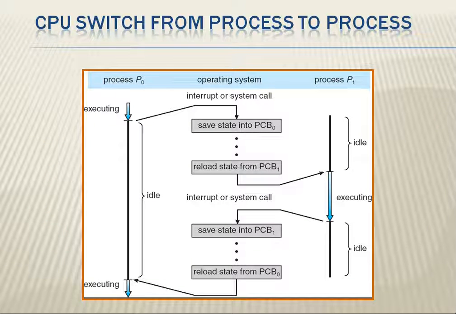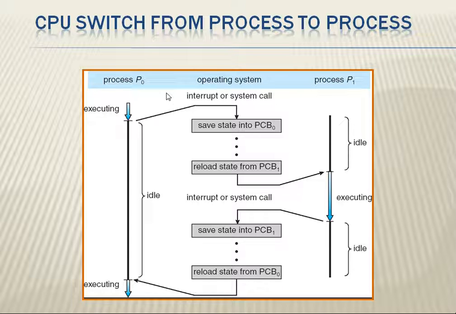Now this diagram demonstrates the execution of a process when CPU switches from process to process. When CPU switches from one process to another process, what are the steps of execution? Let us see. There are two processes here, P0 and P1. The processor begins with the execution of P0 here. The timeline starts here. Now, after some time, there occurs an interrupt or a system call.